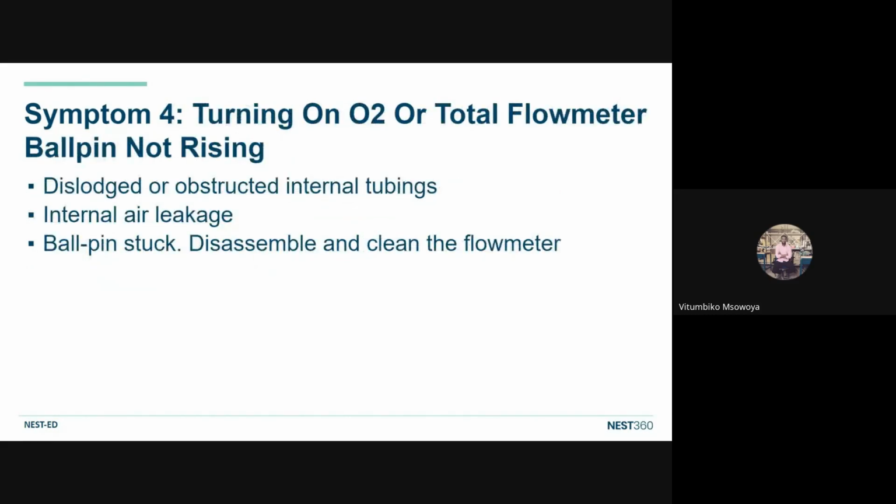The symptom might be that the machine is able to turn on, but the O2 and total flow bobbins are not rising. So both flow meter bobbins are not rising. What can be the problem? We check for dislodgement or obstructed internal tubings. Sometimes we might have overstaying CPAPs whereby flies can build a nest or leave debris inside. They can block the tubings. Internal leakage might also be the cause. But the bobbin might also be stuck due to condensation, as my friend lightly put it. So the remedy is to disassemble and clean the flow meter.